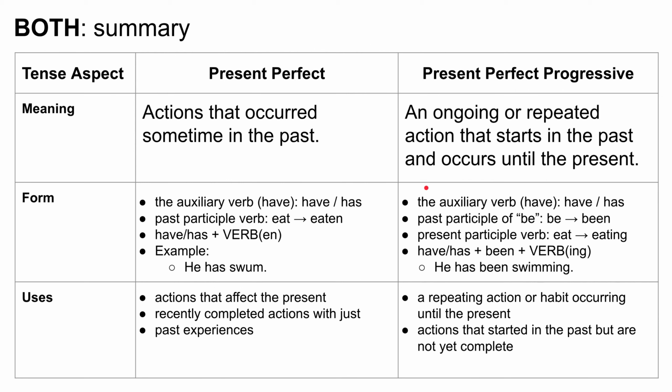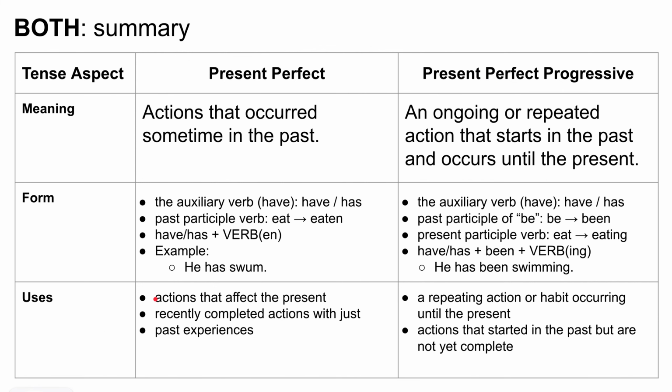For the present perfect progressive, the form is the auxiliary verb have, has, the past participle of the verb be, so be, was, were, been, and the present participle form of the verb, so eat, eating. If we look at this as a formula: have, has, plus been, plus verb-ing. An example of this is he has been swimming. Okay, you can see a difference. Present perfect: he has swum. Present perfect progressive: he has been swimming.